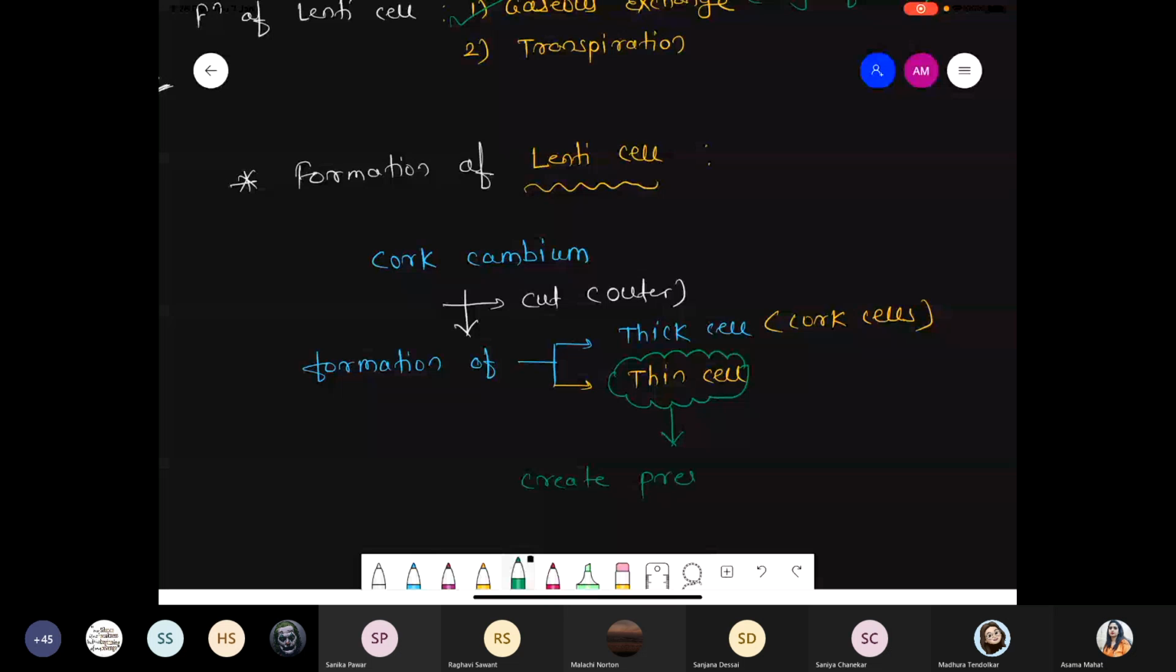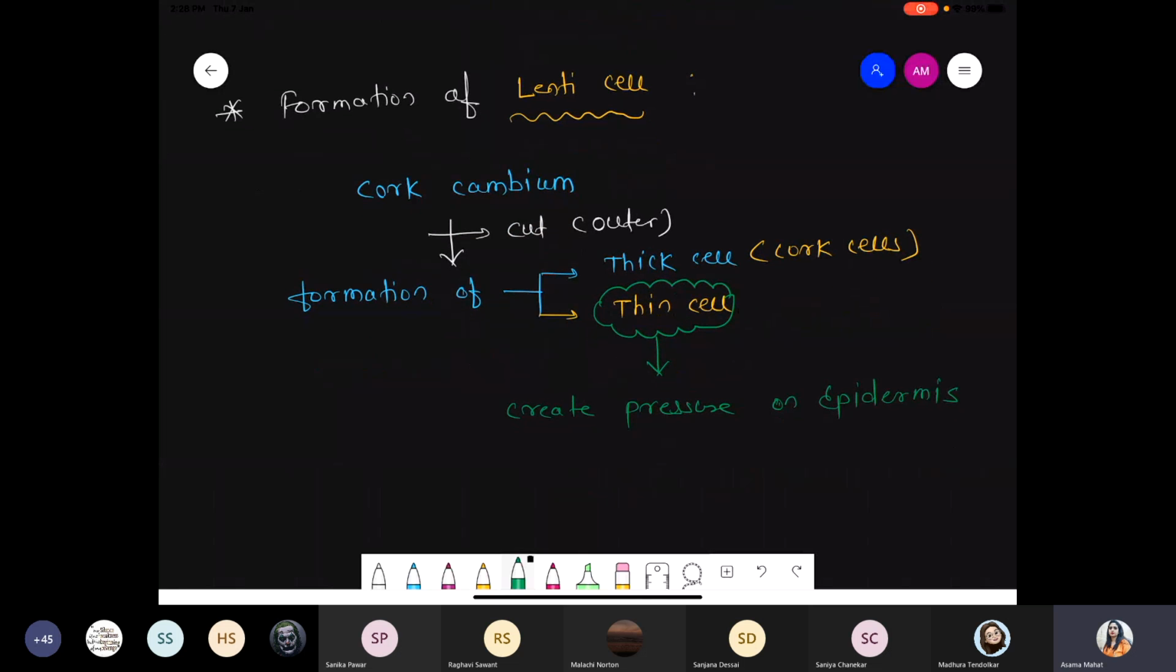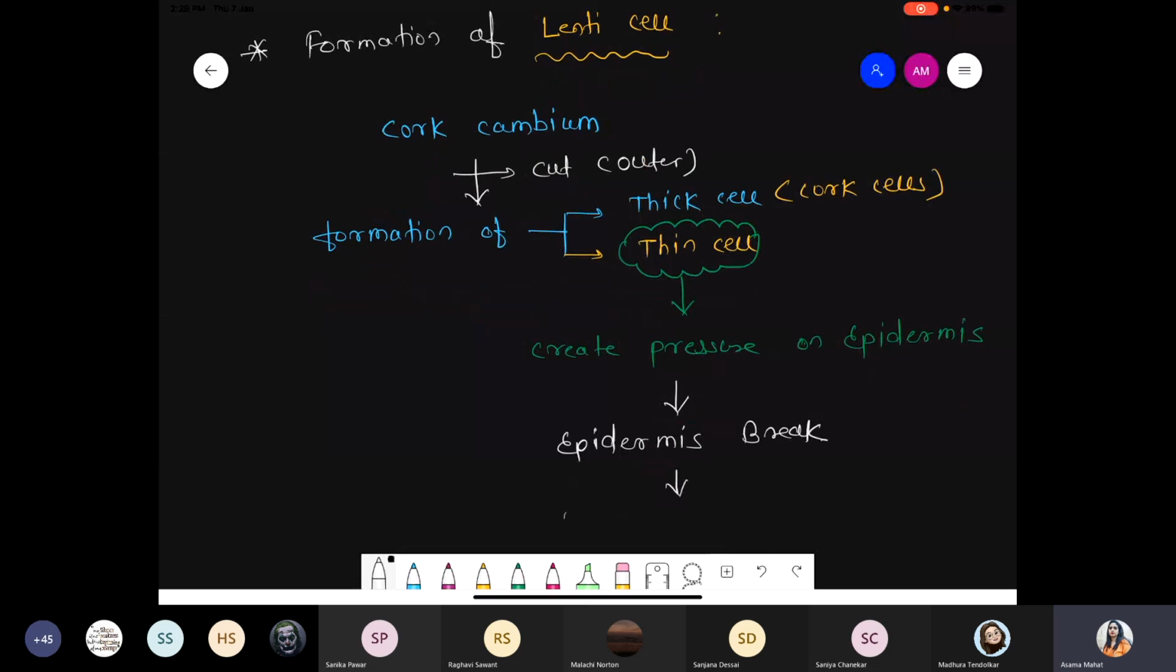pressure on the epidermis. Whatever small thin cells are present, they create pressure on the epidermis, and finally on the epidermis there is a formation of the lenticell after the breakdown. So the epidermis, due to pressure, will break, and after the break, in the final stage, there is a formation of a small pore on the stem or root area, and that is nothing but the lenticell.